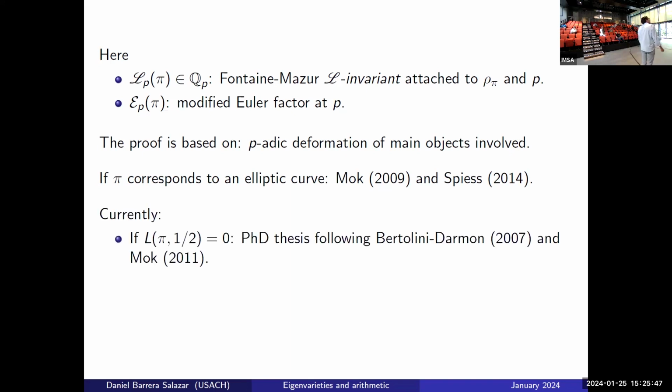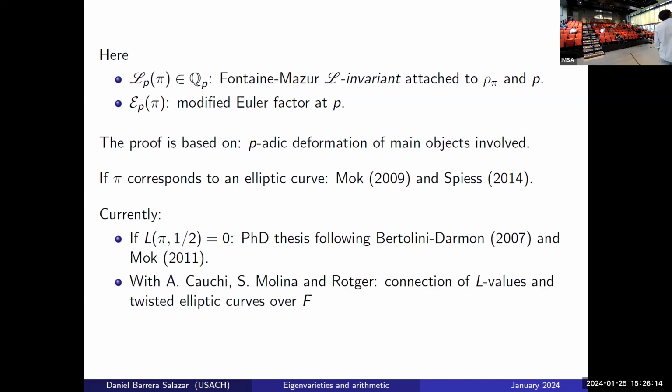Okay, so first I take the opportunity to say that if the central value is 0, you want to try to say something by taking more derivatives. There's a work of a PhD student that is working on it now, following the works of Bertolini, Darmon, and Mock. And I would like to tell you also today that with Antonio Cauchi, Santiago Molina, and Victor Rotger, we are working on the connection in this setting, of the L values of the twisted elliptic curve. So you take an elliptic curve over F, you twist, and you want to say what the order of vanishing of the L function has as a relation with the rank of the Mordell-Weil group.